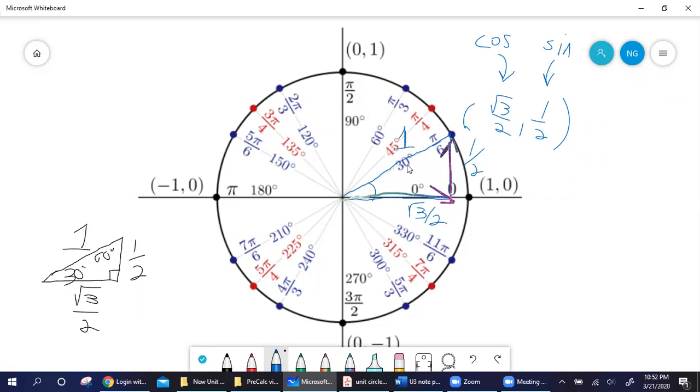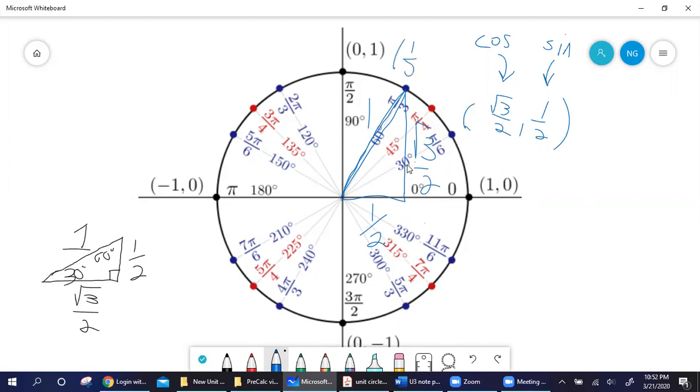If I'm going to skip over the 45 and jump up to the 60-degree angle, if I draw a right triangle to the 60-degree angle, it's going to have the same side lengths, they're just alternated. The short leg is still a half. The long leg is √3 over 2, which makes the coordinates of this point 1/2, comma, √3 over 2.